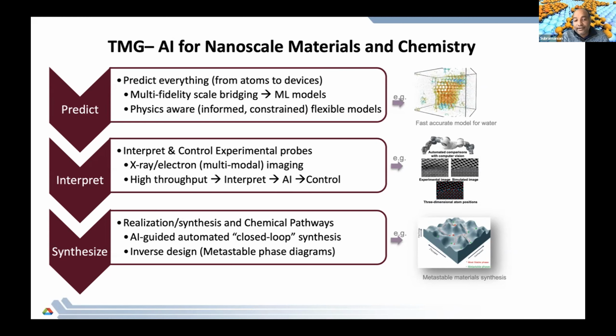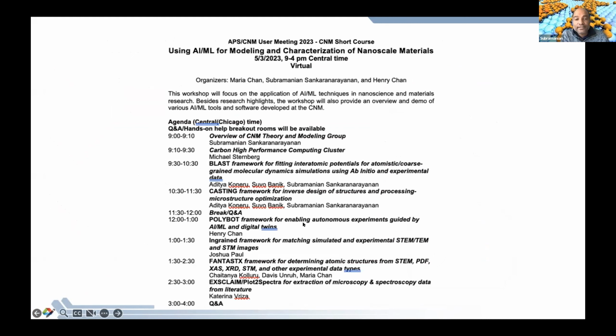And then the other area that is of interest for us within this synthesis is to actually look at materials beyond equilibrium. So in this respect, we are both looking at the thermodynamics as well as the kinetics of how we identify pathways for reliable synthesis of metastable materials. And so that's an active area of research for us.